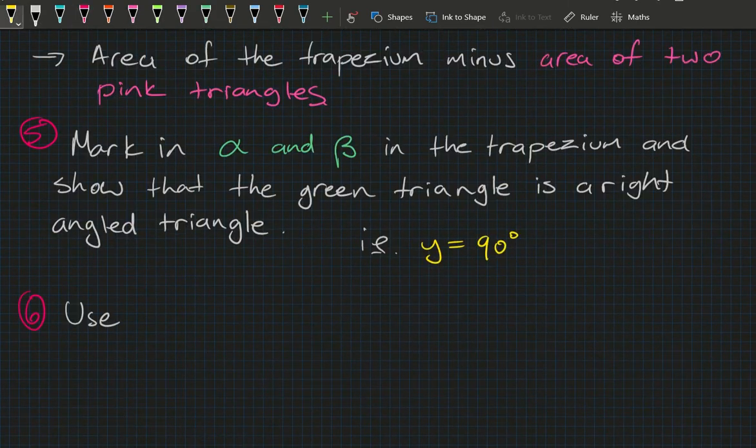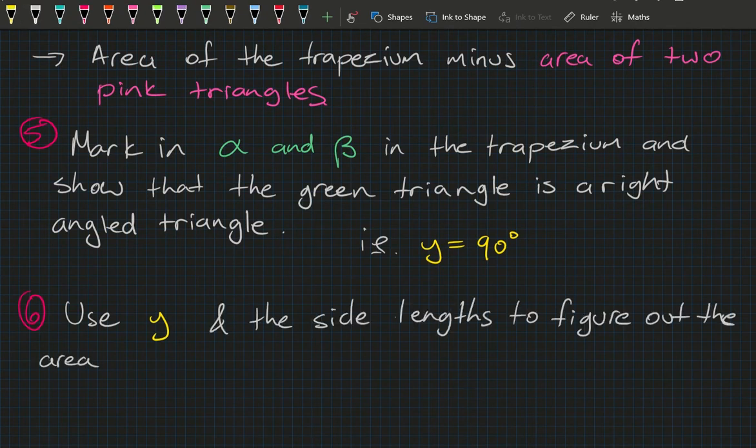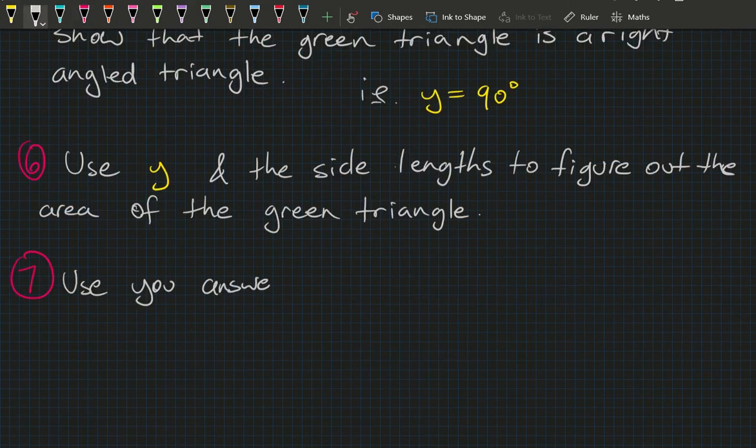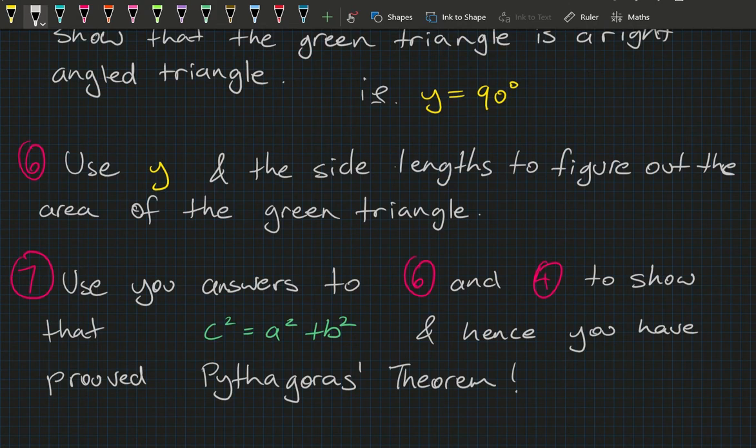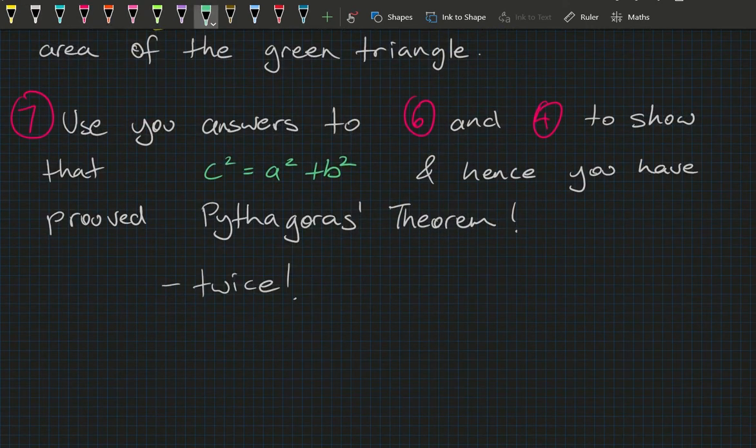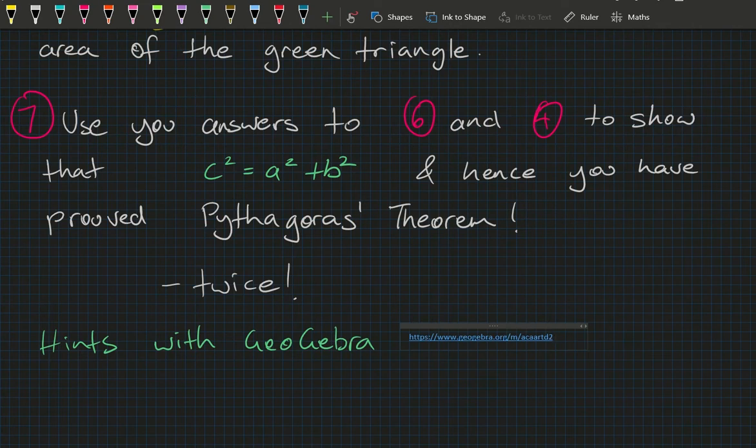Then in step 6, you're going to use y and the side lengths to figure out the area of the green triangle. Then finally, step 7, you use your answers to step 6 and step 4 to show that c squared has to equal a squared plus b squared, and hence you've proved Pythagoras' theorem. Twice. Once again, you may wish to use my GeoGebra applet for hints. Alright, good luck with that one, and I'll see you in the last challenge.